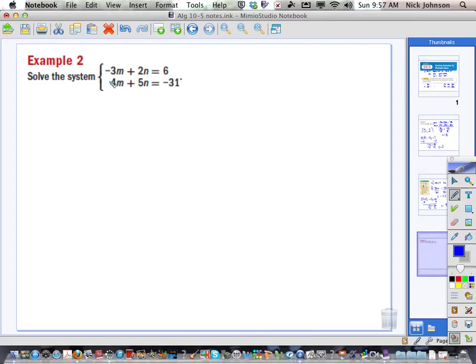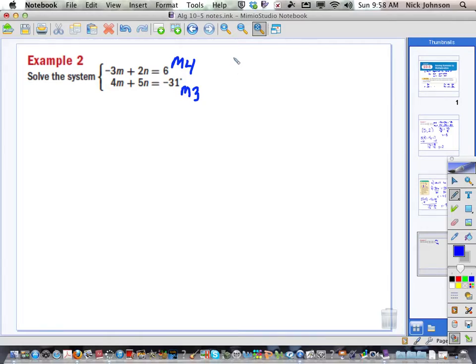So what will go into 3, or what will 3 and 4 go into? You all should say 12. So I got to multiply the top by 4, because 4 times a negative 3 is going to give me negative 12. And I need to multiply the bottom by a positive 3, because 3 times 4 gives me a positive 12. A positive 12 and a negative 12 up here is going to make my m's fall out. So we got to do it to every single thing.